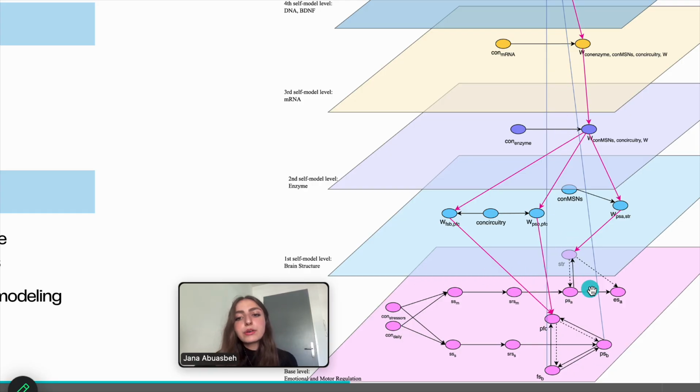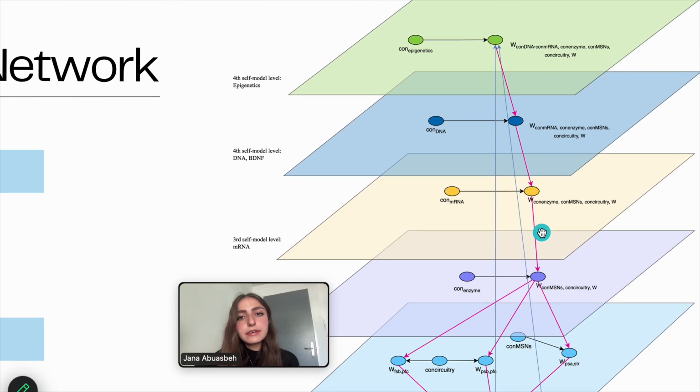We have these blue arrows that point all the way from the lowest layer to the highest layer. This allows us to model how the feeling of stress can affect DNA hypermethylation, leading to BDNF downregulation.